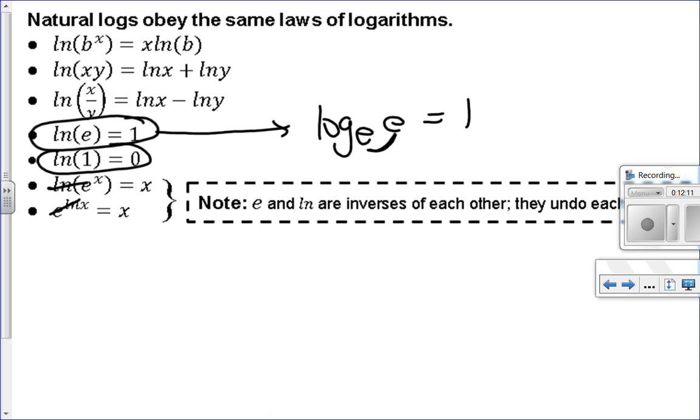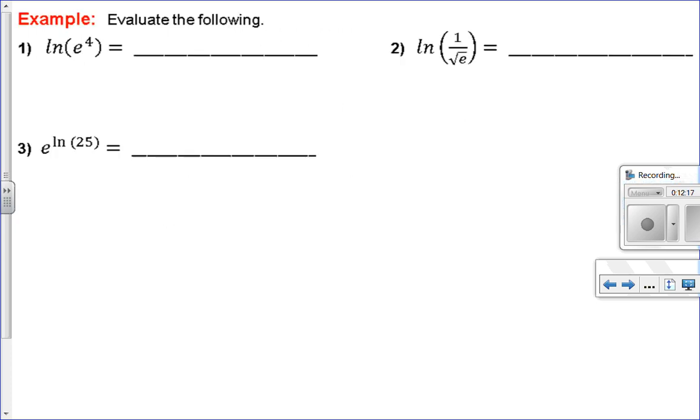So let's do some questions where we're evaluating, expanding, and simplifying some natural logs. So let's try this one here. The natural log of e to the 4. Well, we can bring that 4 down. So it's 4 times the natural log of e, which we just said was 1. So that's really just 4 times 1, so the answer would be 4.